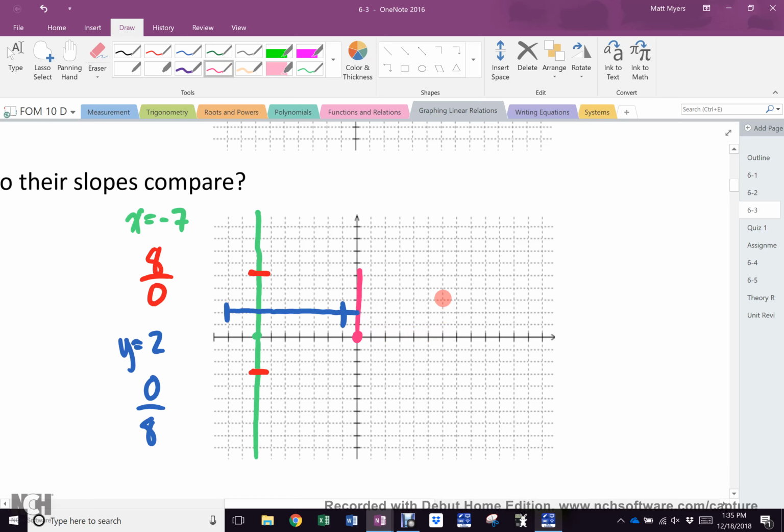Perpendicular slopes are what? What happened to the fraction? Are reciprocated. And what happened to the sign? And what do we call it in math when we switch between positive and negative? You said it for reciprocal, but what is it really? Opposite.